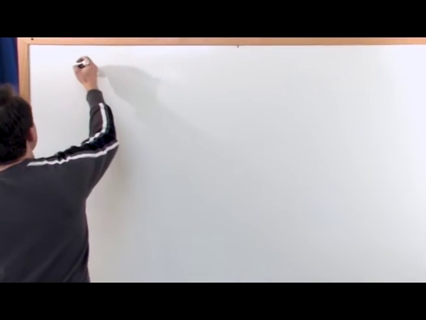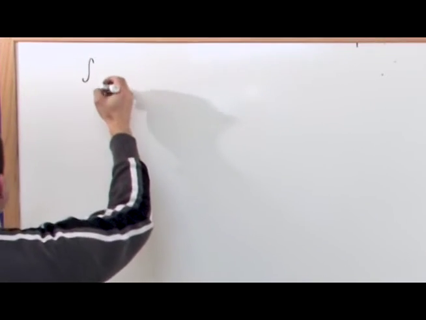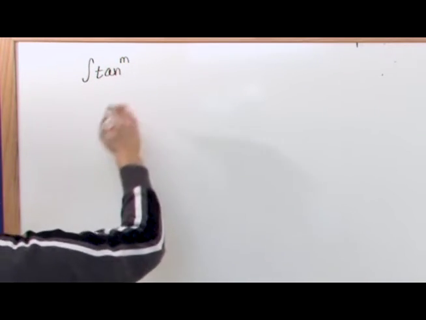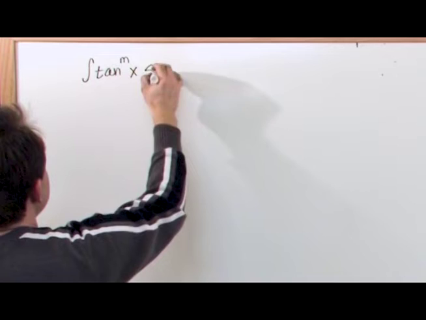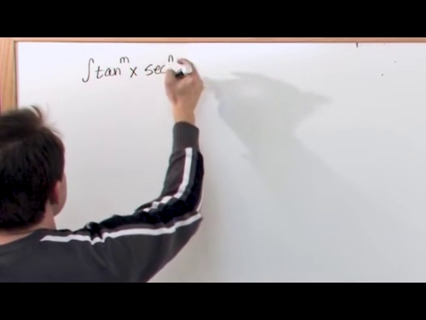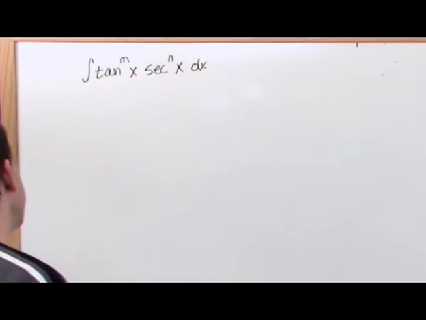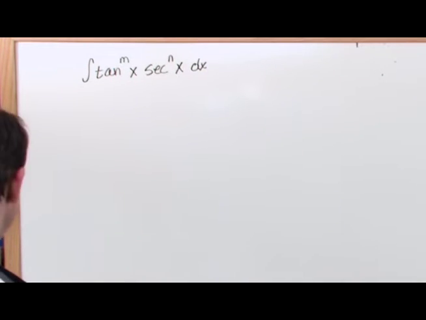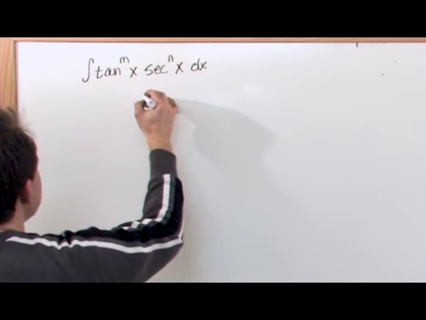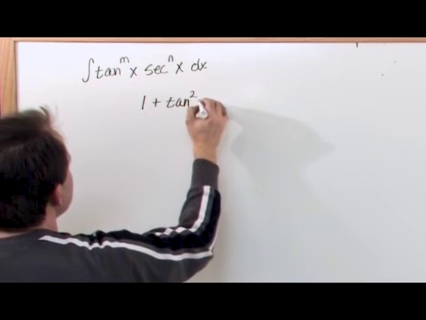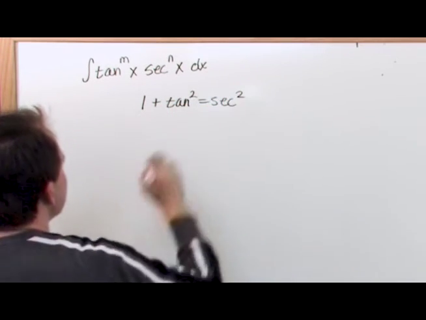So what we're talking about in this case are problems of the type integral tangent to the power of m of x, times secant to some other power of x dx. Now the best advice I can give you here is I'm not going to give you too much cookie cutter, factor this, factor that, because they're all really different. But the basic idea is you want to end up using the identity 1 plus tangent squared is equal to secant squared. You can look that up in a book.